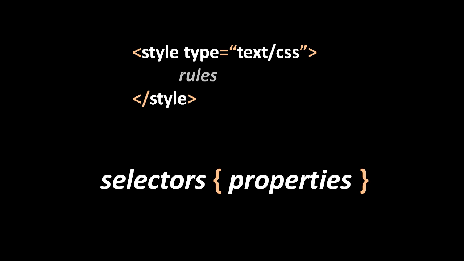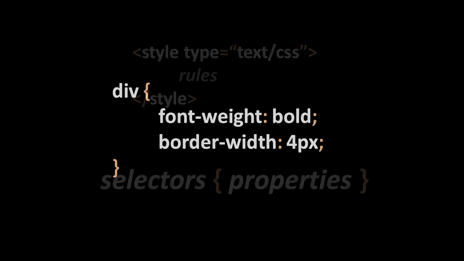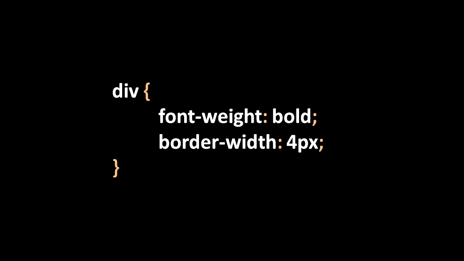There are actually about a dozen different kinds of selectors, though there are just a few that we use most commonly. The simplest kind of selector is surely one that just specifies the name of a tag, which simply means to apply these properties to all tags of this type. So here we have a rule with the selector div and two properties. So these two properties, font weight bold and border width 4 pixels, will be applied to all div tags.